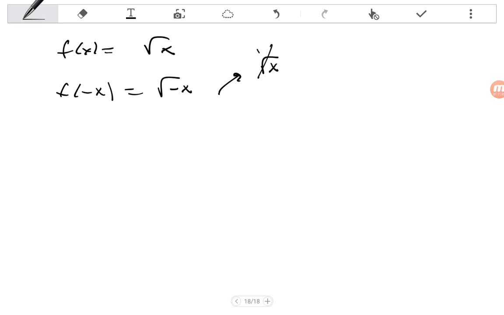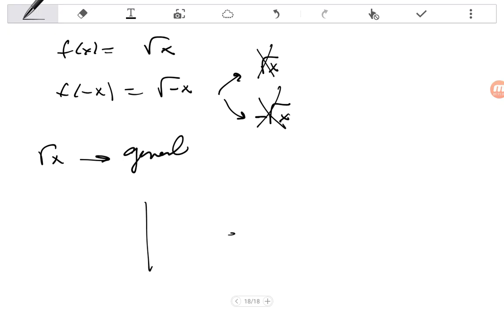What about the square root function? We just check f of minus x, which is root of minus x. Now, could I take that negative outside the root? No. So it is neither root x nor negative root x. So we say that root x is a general function.